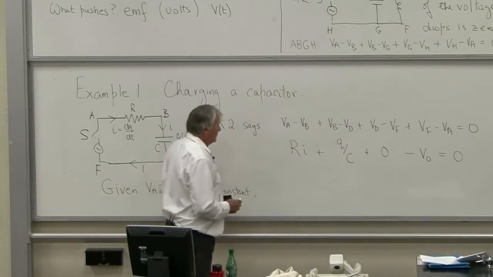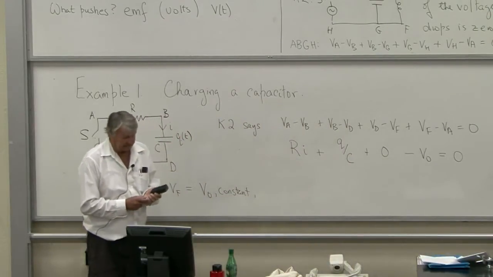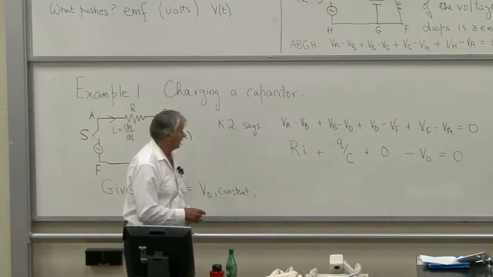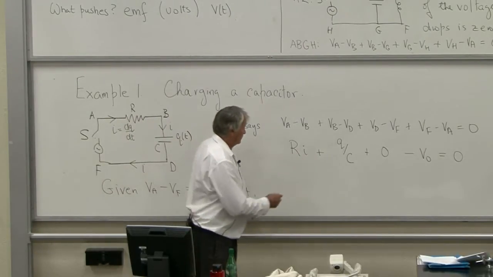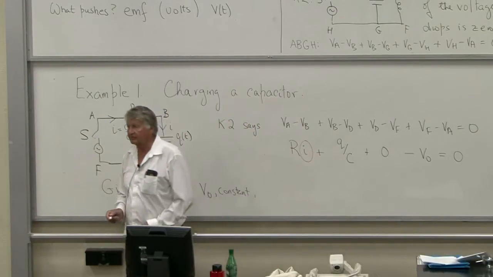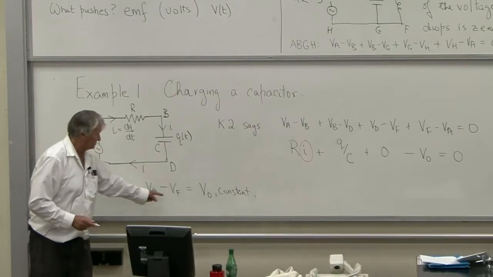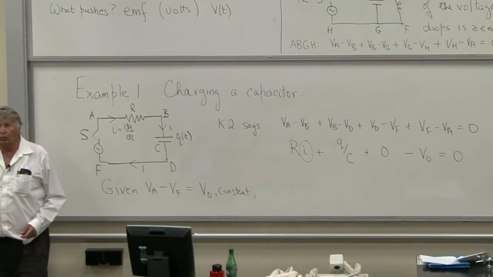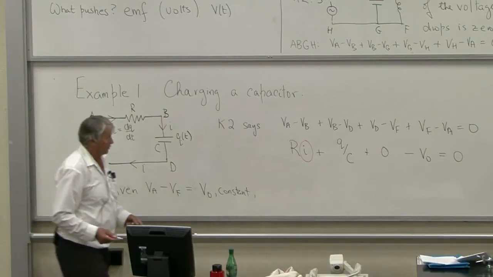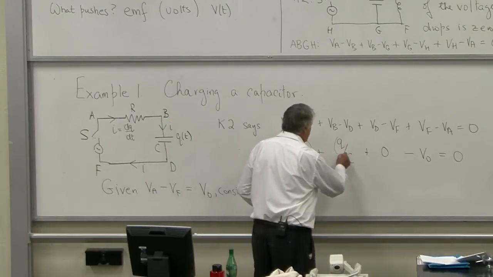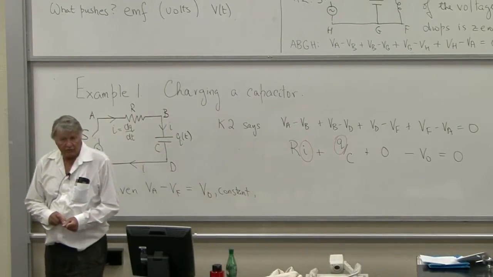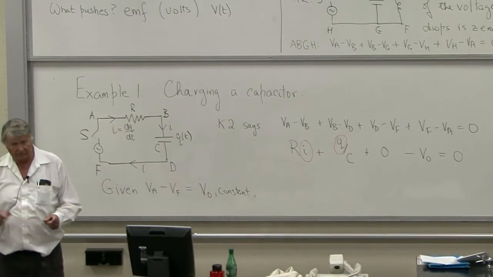So, how many unknowns do we have? What don't we know? No, we know the resistance. I give you the resistance and the capacitance, and I've given you the V0, but we don't know what the current is as a function of time. So we don't know that, and we don't know Q. So I have one equation, but I have two unknowns.